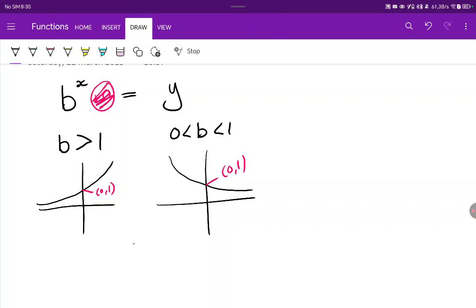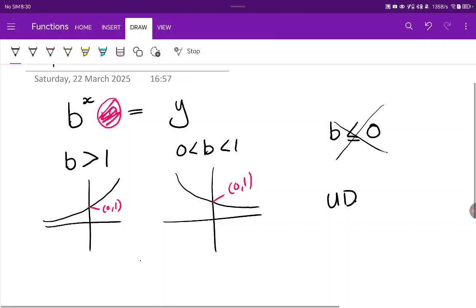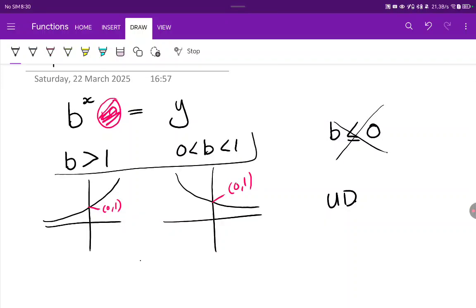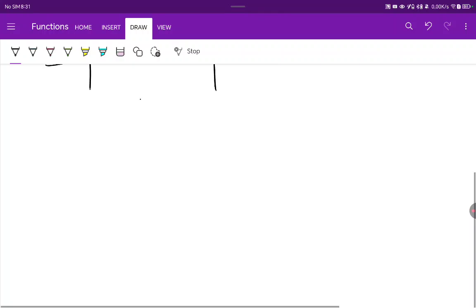What about a third scenario where b is negative? If b was less than or equal to 0, your graph is undefined. So this is not allowed. If we're talking exponential graphs, b must always be positive. It can be a whole number and it can be a fraction or decimal, but it's not allowed to be negative. Okay, that's your first concept.